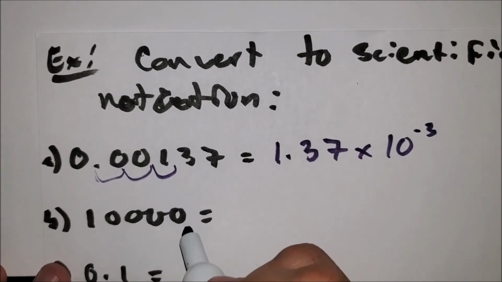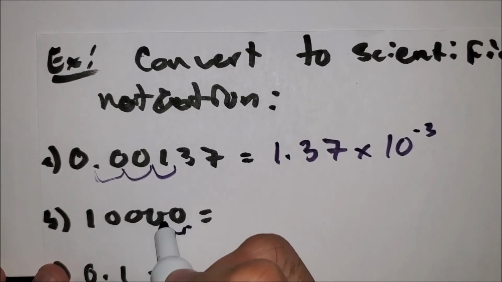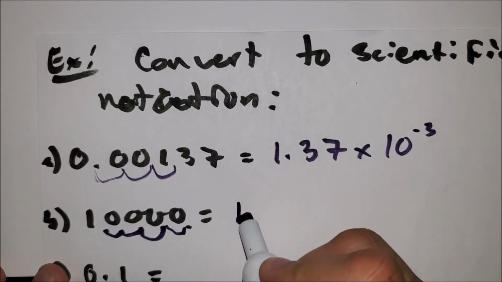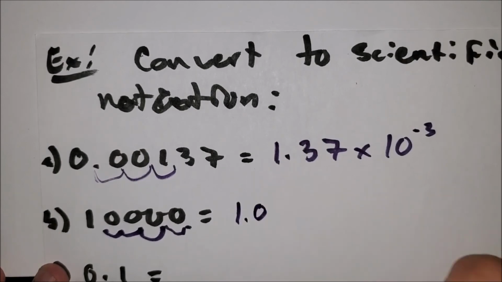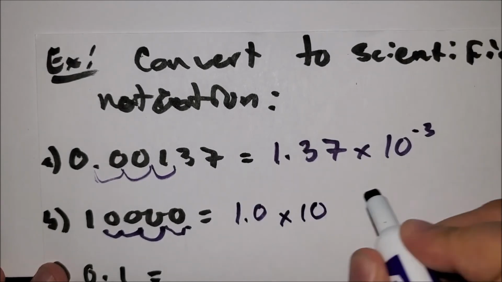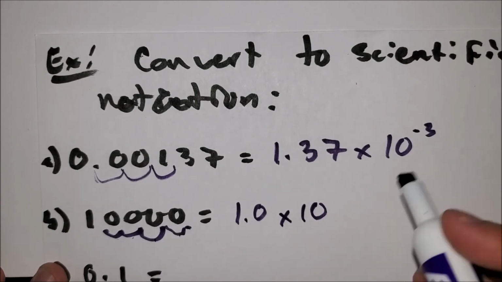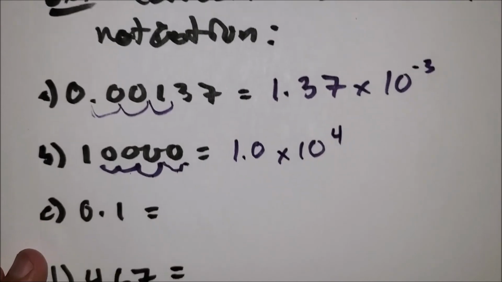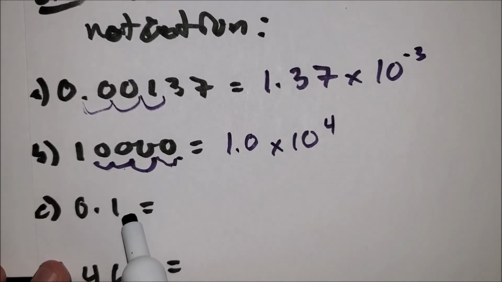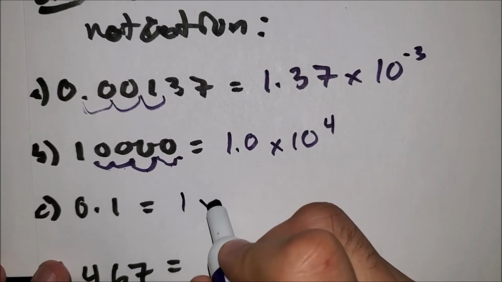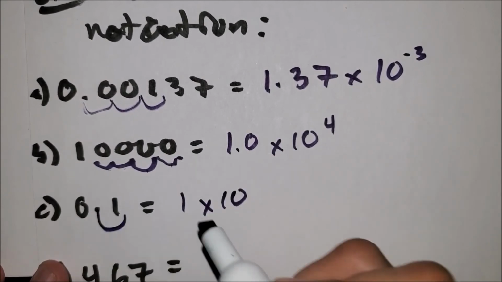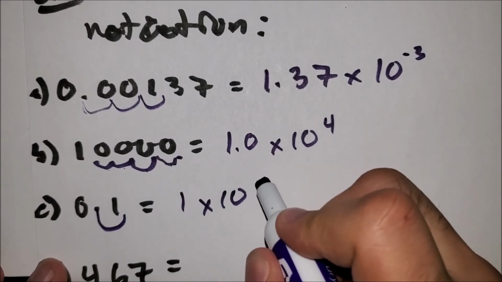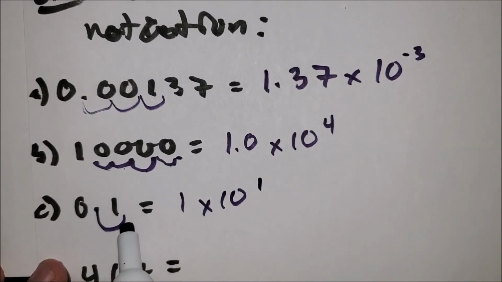So let's look at our next one. Our decimal place is here. We're going to move it 1, 2, 3, 4. So we get 1, or 1.0, times 10 to the 1, 2, 3, 4. Since we moved left, this stays positive. Now let's look at this, 0.1. This is going to be 1 times 10 to something. If we move the decimal, we move it 1 time. And we moved it to the right, so we make this a negative 1.